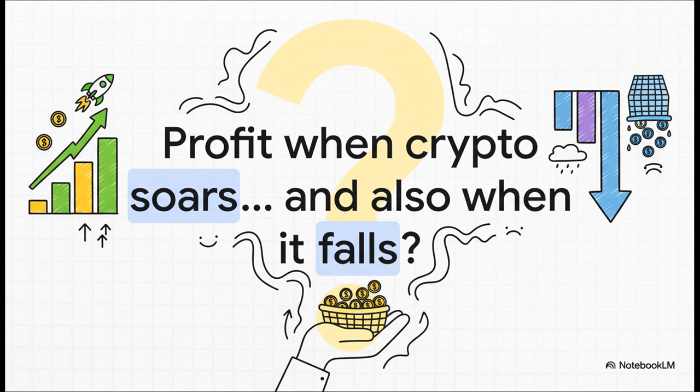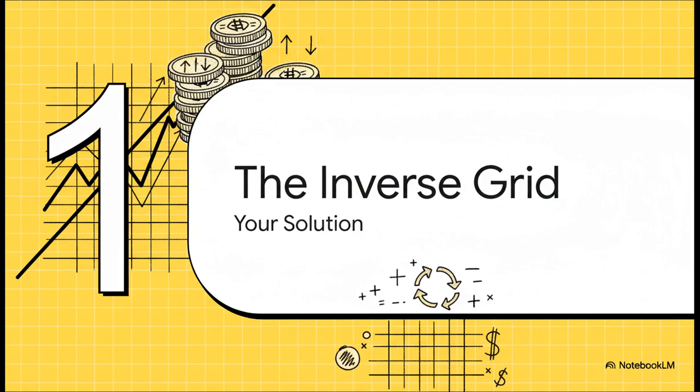I mean, it's easy to feel like a genius in a bull run. But what about the corrections? Is there actually a way to profit from a downturn without having to panic sell everything? Well, according to the source material, the answer is a big yes. The secret? It's a strategy called the Inverse Futures Grid. So let's break down exactly what this thing is and how it's supposed to work.